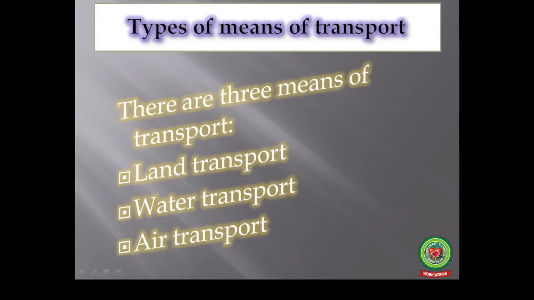Students, there are three types of means of transport. Number 1, land transport. Number 2, water transport. Number 3, air transport. Land transport: transport that moves on land. Example, car, bus, train, etc. Water transport: transport that moves on water. Example, ship, boat, etc. Air transport: transport that moves in air. Example, aeroplane, helicopter, etc.